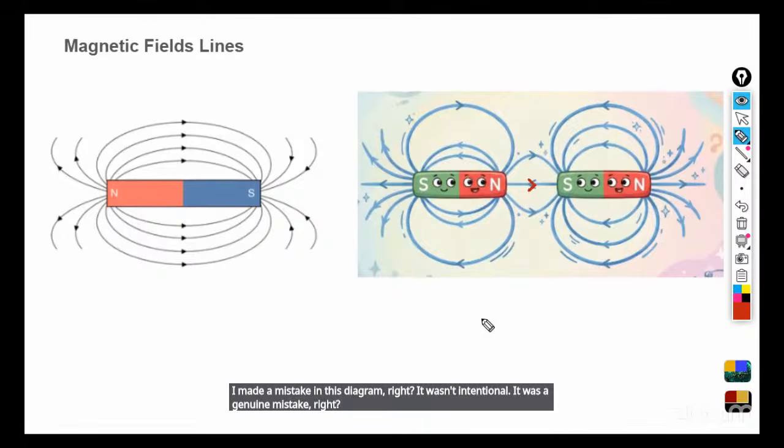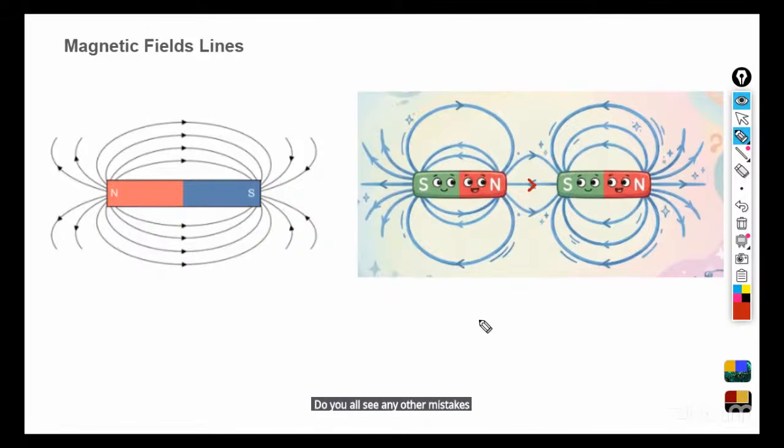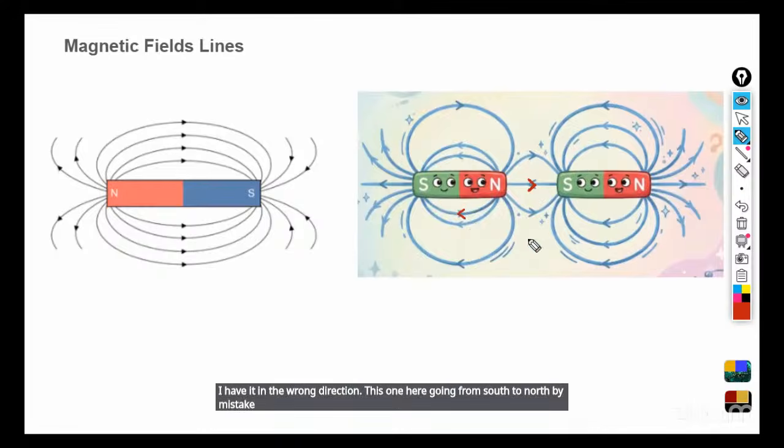Do you all see any other mistakes there? Look down here. I have it in the wrong direction. This one here is going from south to north by mistake. The arrow's supposed to be this way. Magnetic field lines always, and only, flow from north to south.